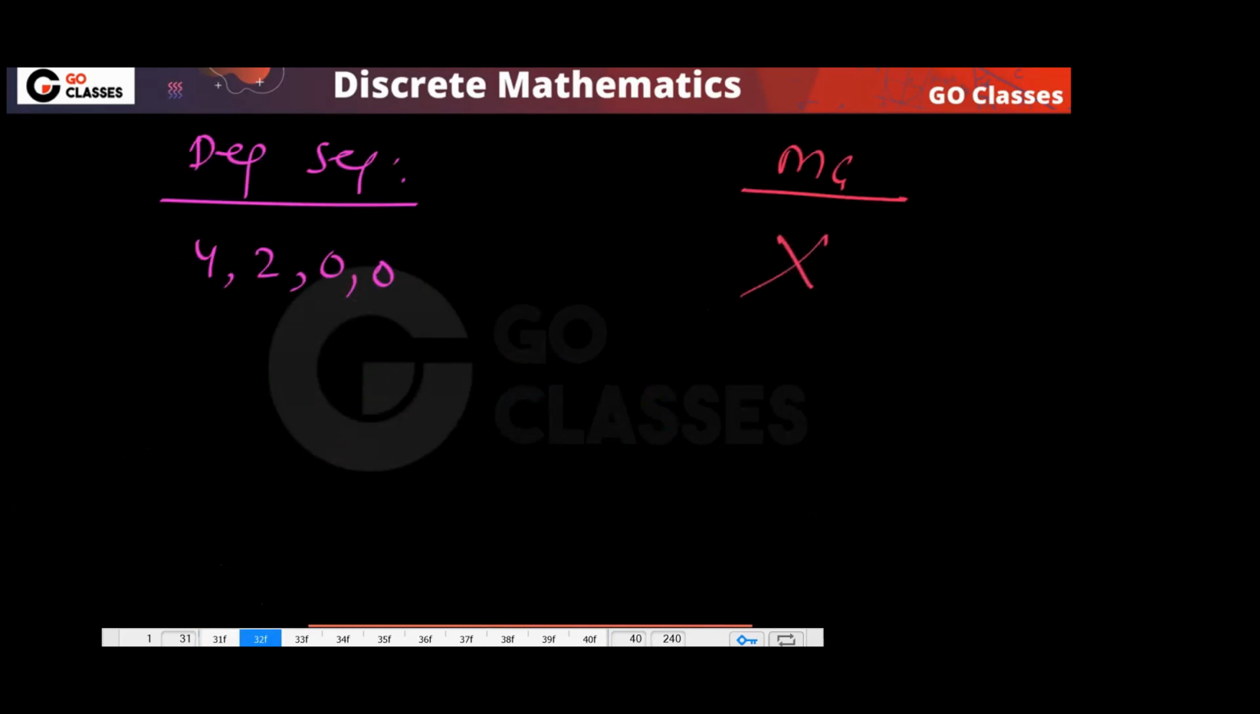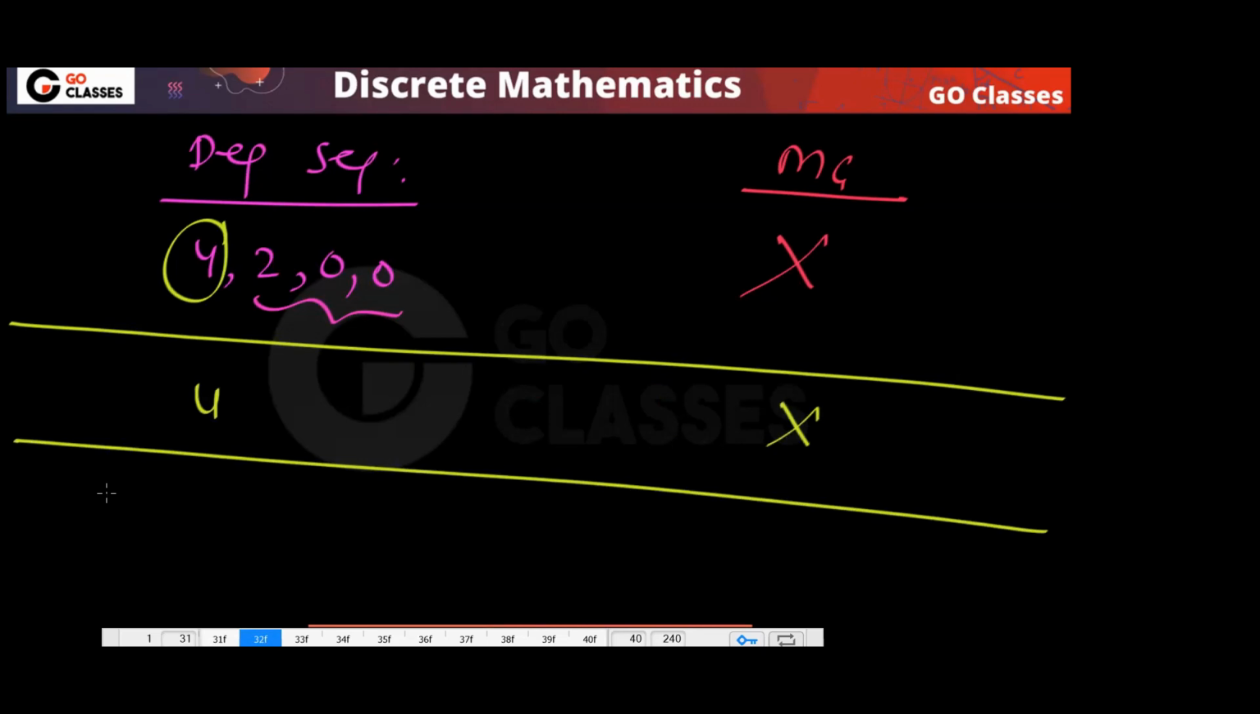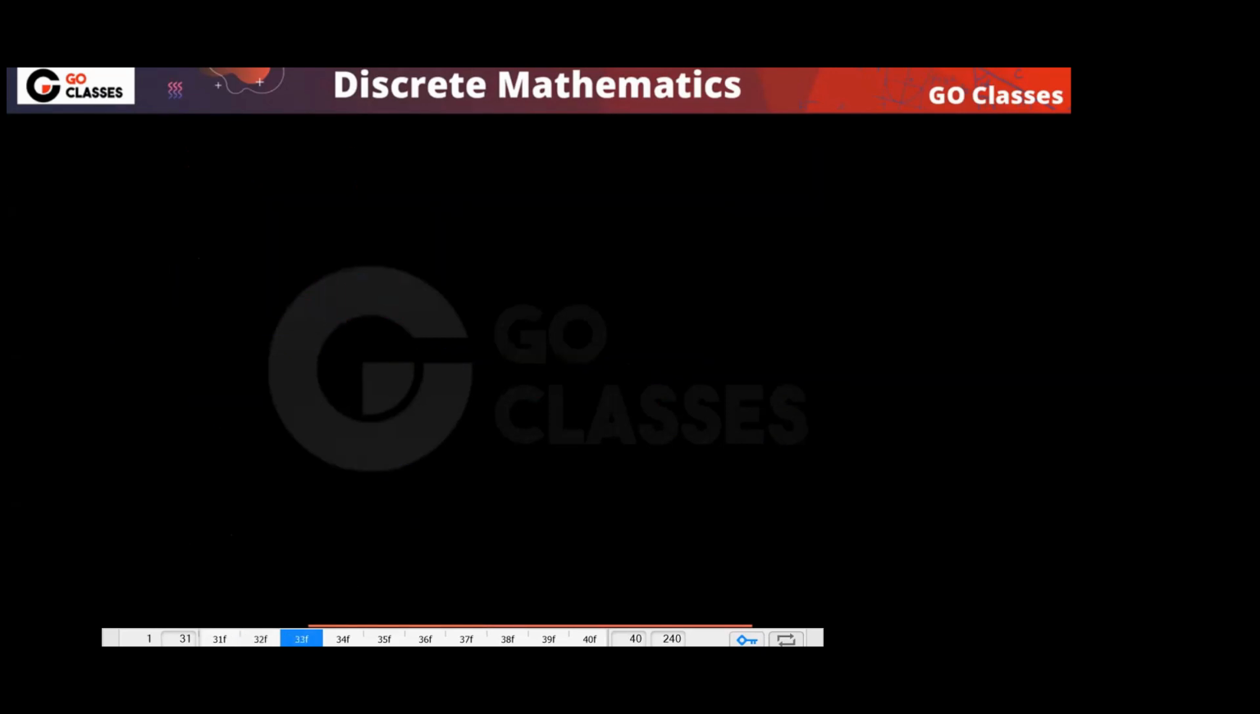Again, multigraph does not exist because the maximum degree should be less than or equal to the summation of the remaining degrees. So here also multigraph does not exist. And if I give you 4, then also multigraph does not exist. Okay, so this is the idea. If I give you 10, 2, 2, 2, 1, 1, then also multigraph does not exist, because the maximum degree should be less than or equal to the summation of the remaining degrees.